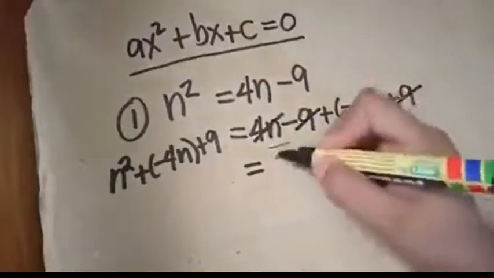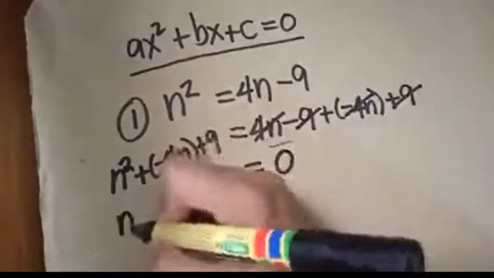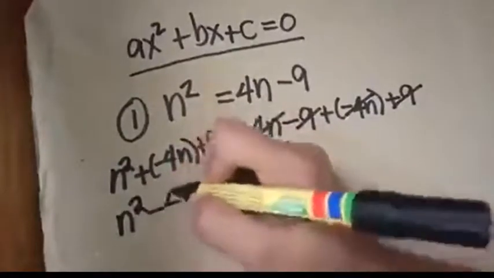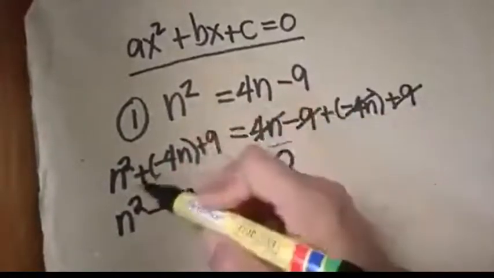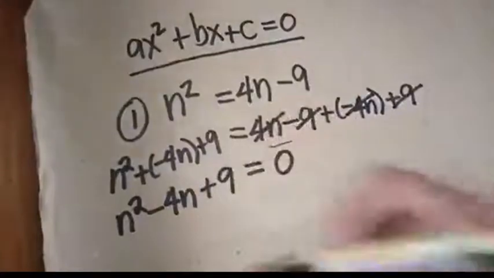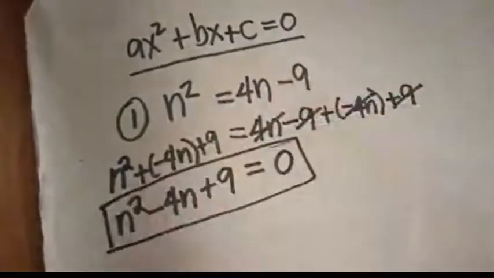So, this is equal to 0. Then, n squared, positive times negative 4n is negative 4n. Positive times positive 9 is positive 9. Okay, so therefore, our standard form is n squared minus 4n plus 9 is equal to 0. Okay?